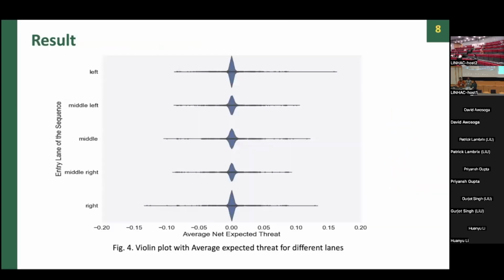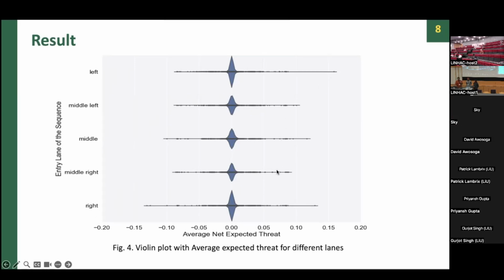To look into the results, first of all, we plot the violin plot for different lanes and the different expected threat values. We can see that for the sequences, the number of sequences in the left lane and the right lane peak, they are the maximum. In the middle lanes, compared to the left and right, there are fewer sequences. We can even see the expected threat values in the left and the right are comparable with the other middle lanes.